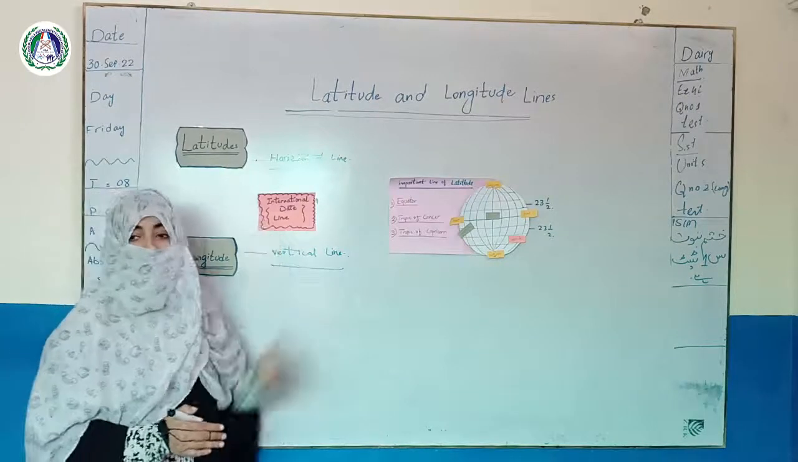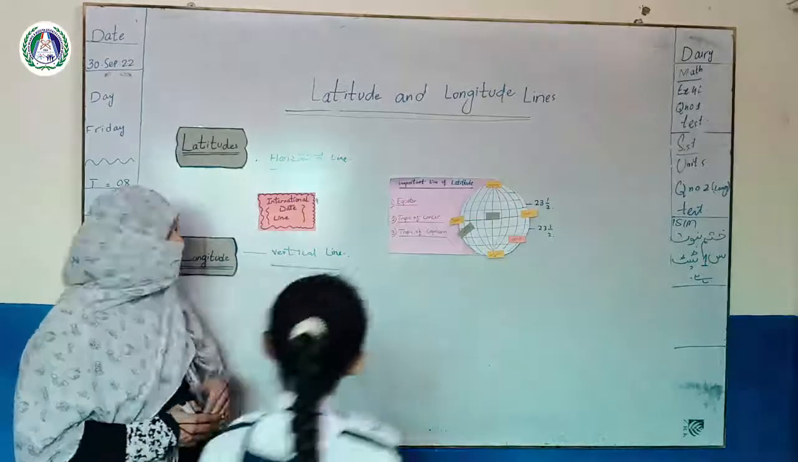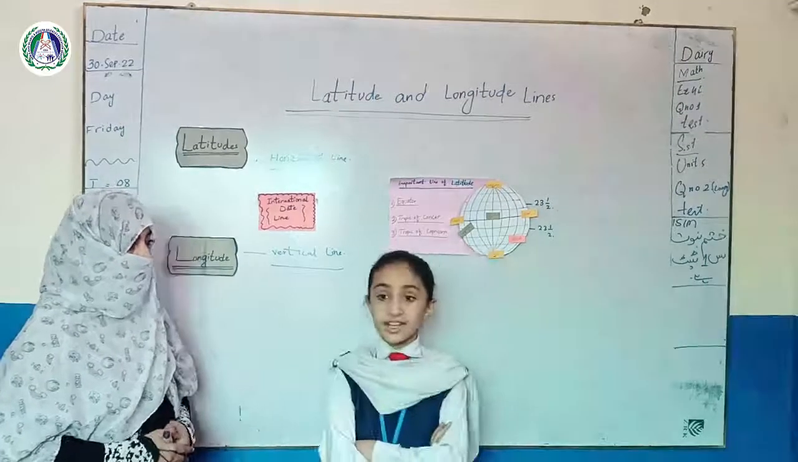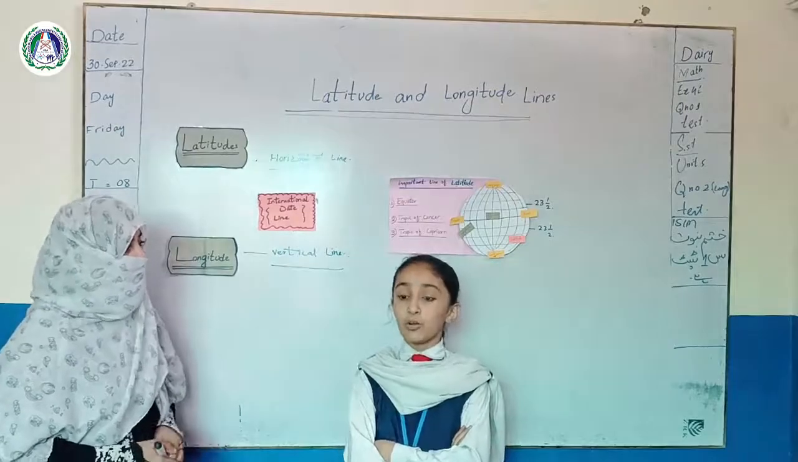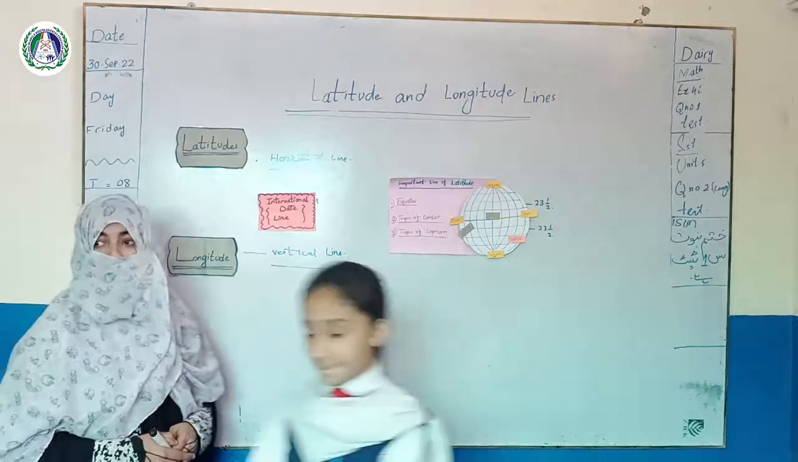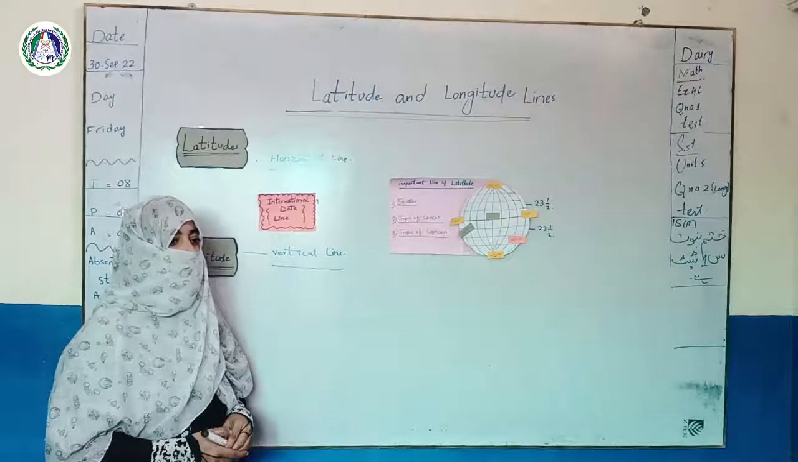Malaika, come here and tell me about longitude. The vertical line which is drawn from north pole to south pole is known as the line of longitude. Yes, very good. Next, come Aruj.